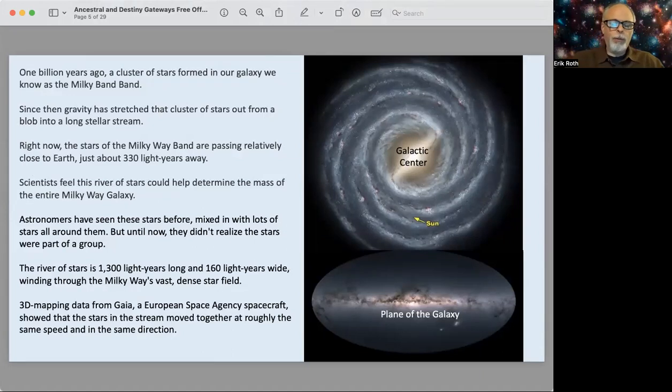So we're kind of zooming out and looking at this from a galactic perspective. Over 1 billion years ago, a cluster of stars formed in our galaxy that we know as the Milky Way band. Since then, gravity has stretched that cluster of stars to form the long stellar stream that we see across the sky. The stars of the Milky Way band pass relatively close to the Earth, certain stars at 330 light years, but they can go all the way to the center of the galaxy, which is about 25,000 light years away. Scientists feel this river of stars could help determine the mass of the entire galaxy.